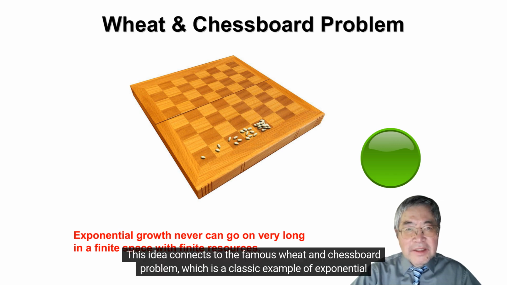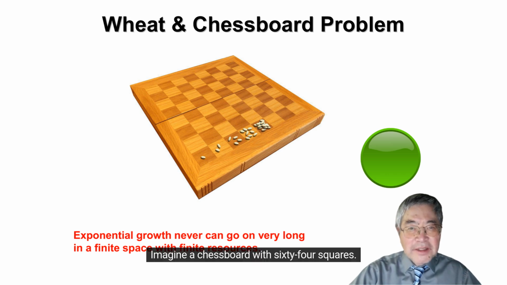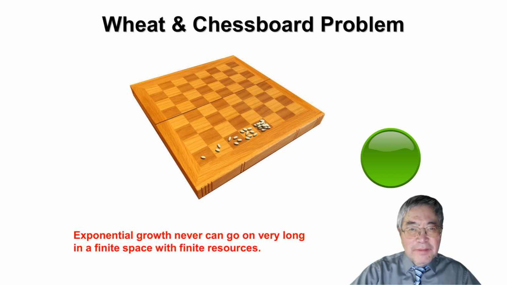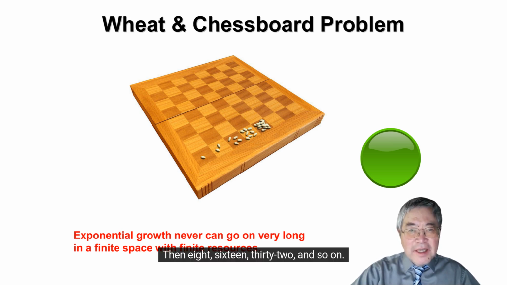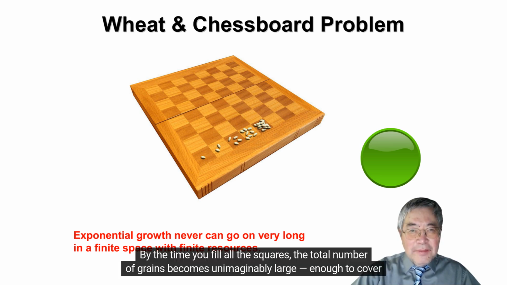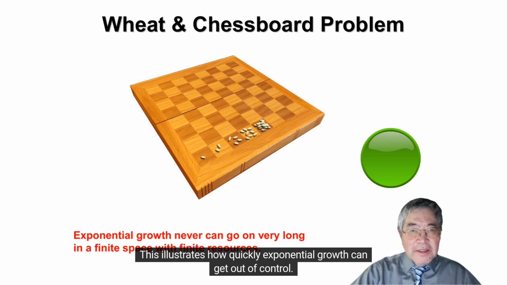This idea connects to the famous wheat and chessboard problem, which is a classic example of exponential growth. Imagine a chessboard with 64 squares. On the first square, you place 1 grain of wheat. On the next square, you double it, 2 grains. On the third square, you double it again, 4 grains, then 8, 16, 32, and so on. By the time you fill all the squares, the total number of grains becomes unimaginably large, enough to cover the earth with a thick layer of wheat. This illustrates how quickly exponential growth can get out of control.